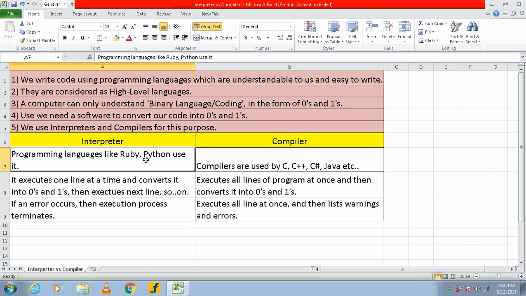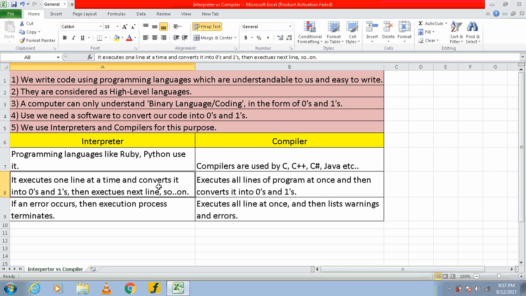Programming languages like Ruby, Python, etc. use an interpreter. Compilers are used by C, C++, C#, Java, etc. There are other programming languages as well.